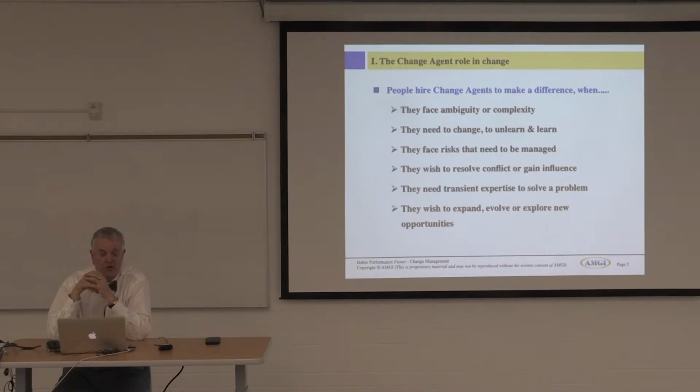They need to change or unlearn, and then unlearn old habits and relearn new habits. They face risks that need to be managed. Every company, every division has a risk of going out of business, especially with hyper competition. They wish to resolve conflict or gain influence. And they need the transient expertise to solve a problem. Transient meaning an external person comes in for a few months or a few years and then leaves.